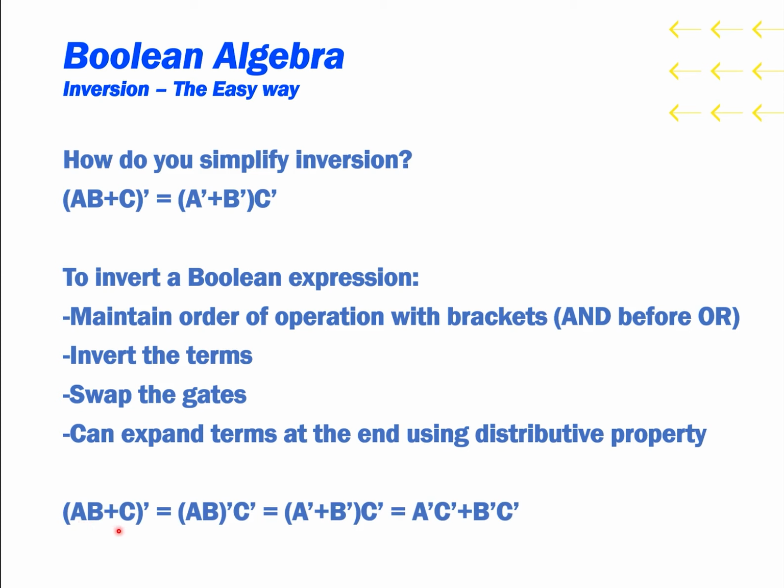So A and B or C, inverse, can simplify to A and B inverse and C inverse. Notice that the inverse here is distributed, and that the OR gate is replaced with an AND and the C term is inverted. Then the inverse of A and B is A0 or B0. Again, the variables are inverted, and the gate is swapped. And then you can distribute the C0 into the OR, like so.